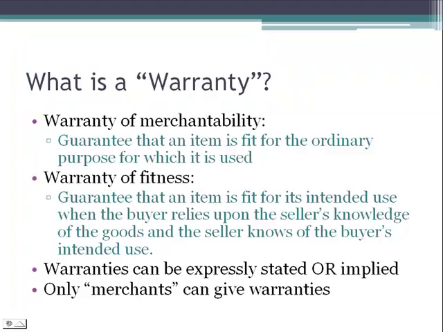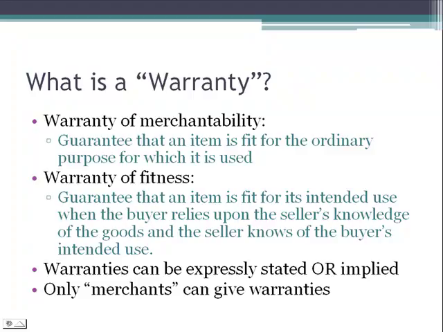And warranties can be expressly stated or implied. So you can either say, I warranty, I promise that this will work in this fashion, that this chute can be used for bison, that this chute can be used for cattle, or it can be implied. When you buy a chute for cattle, it is implied, even without anyone saying anything, that you can use that chute for cattle. But the kicker here is that only merchants can give warranties.